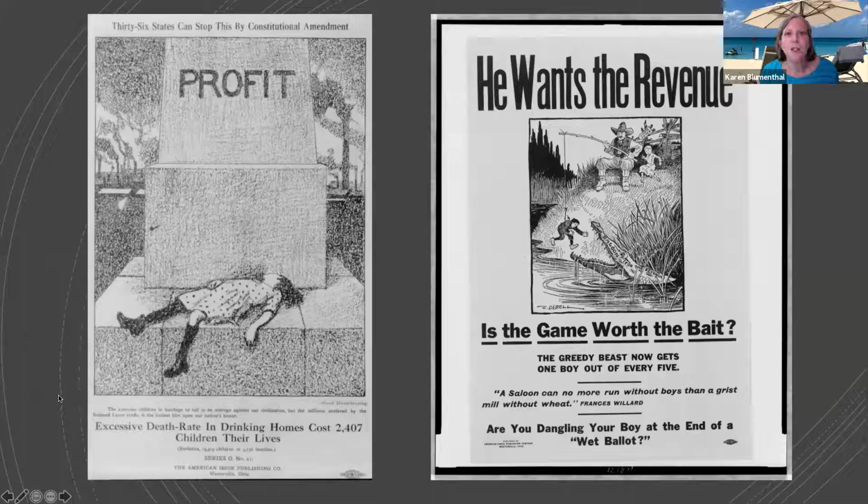The Anti-Saloon League was very big on printing information. So these are some of the flyers and posters they put around. As you can see, the focus was often on kids and the impact that drinking had on families. The one to the left, if you can't read it, says excessive death rate in drinking homes cost 2,407 children their lives. And the one on the right refers to boys, that the alcohol wants to get the greedy beast now gets 1 boy out of every 5.